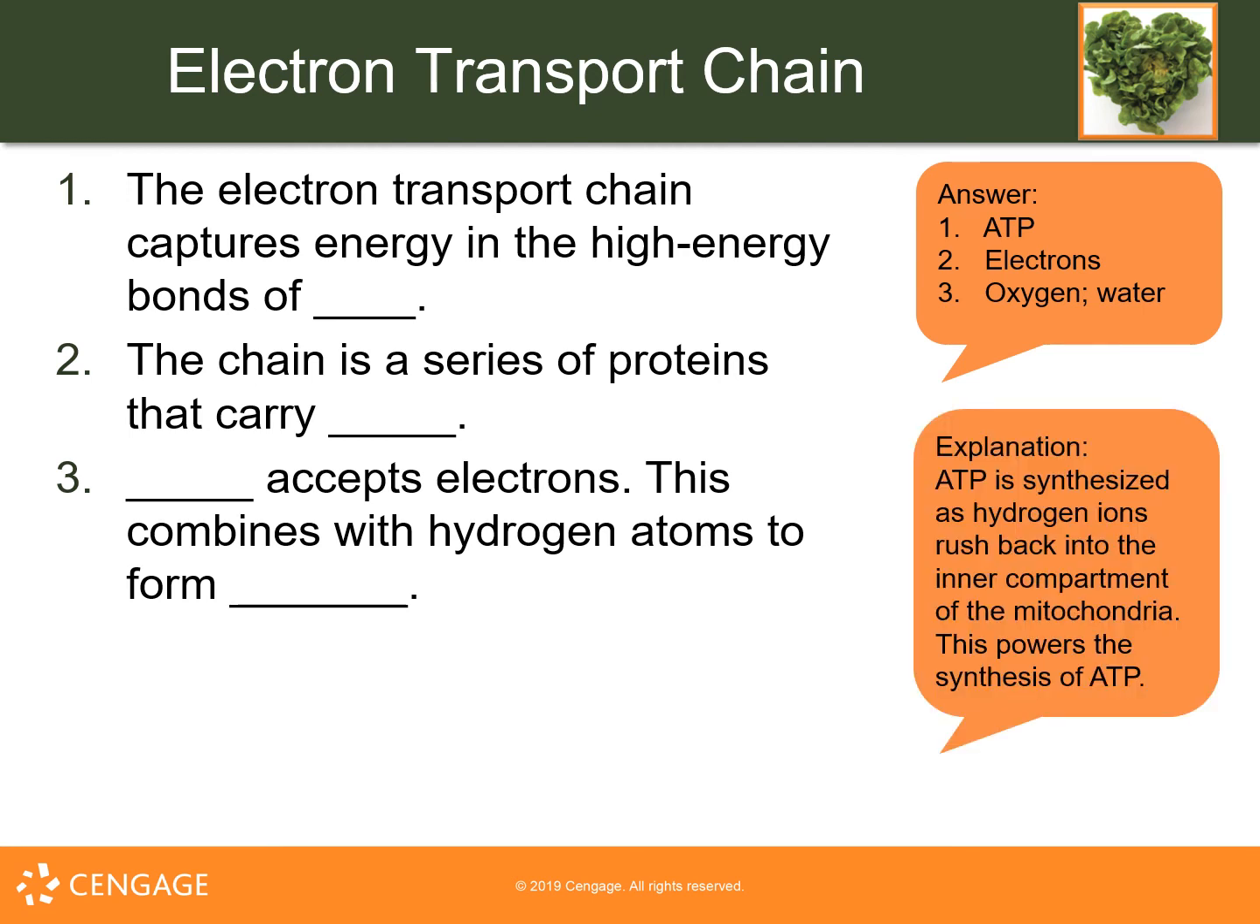The electron transport chain captures energy in the high energy bonds of ATP. The electron transport chain is a series of proteins that carry electrons. Oxygen accepts electrons. This combines with hydrogen atoms to form water.